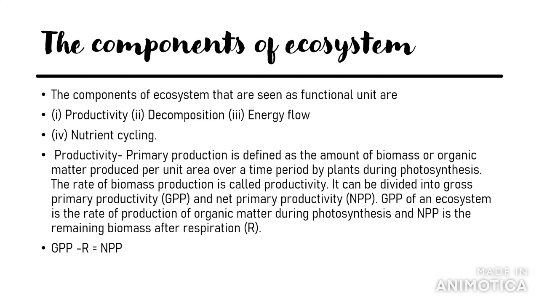It can be divided into gross primary productivity (GPP) and net primary productivity (NPP). GPP of an ecosystem is the rate of production of organic matter during photosynthesis, and NPP is the remaining biomass after respiration R. GPP minus R is equal to NPP.